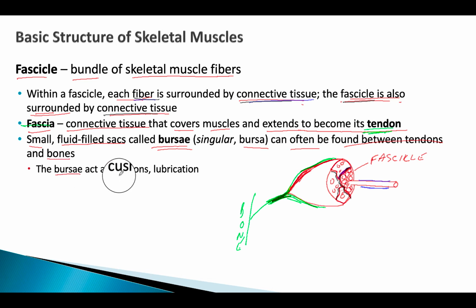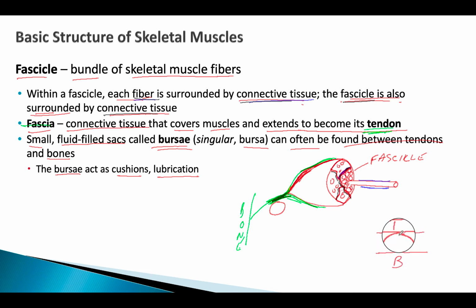The bursa acts as a cushion, and also acts as a lubrication. So what do we mean by that? If this one right over here is a tendon, and then let's say we have the bursa, fluid filled. Let me just redraw it over here. So let's say this is a tendon, so I'll put here T, and this part over here is a bone, right at the bottom over here. So in between the two, you have the bursa right here.